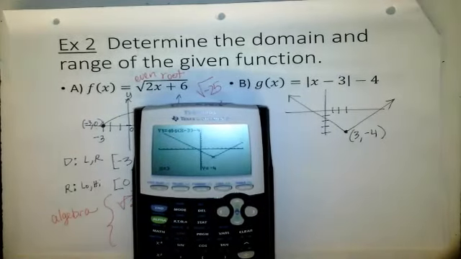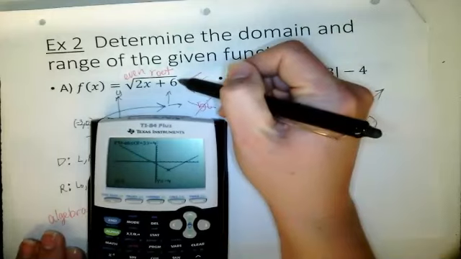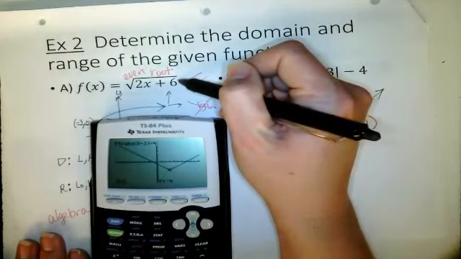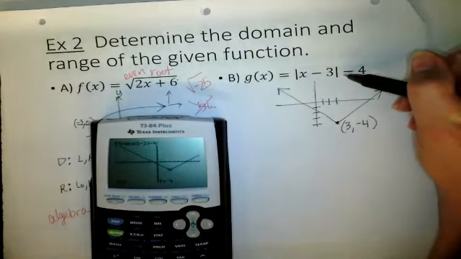Absolute value functions always look like the letter V. It's an absolute value V. What shape are square root functions? Square root swoop. Absolute value V.